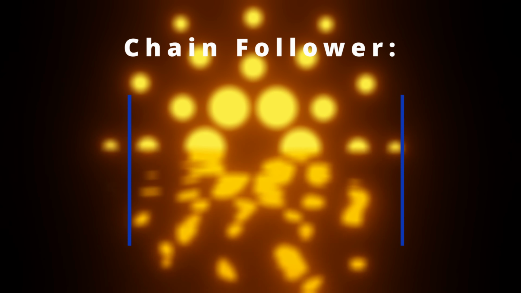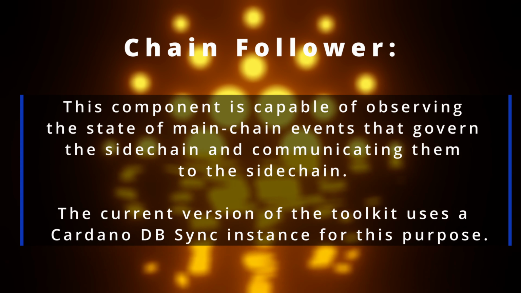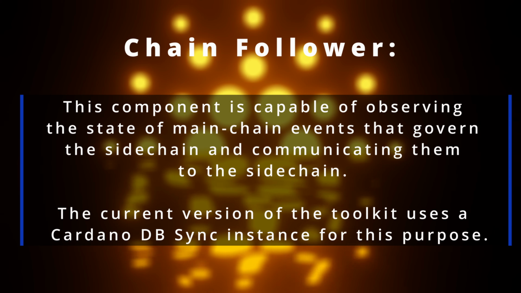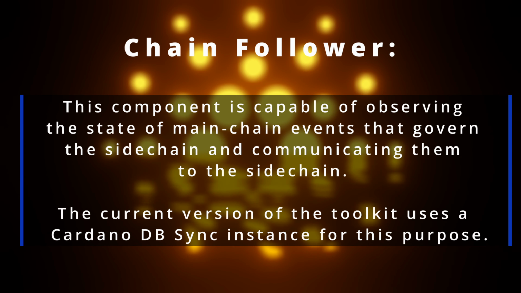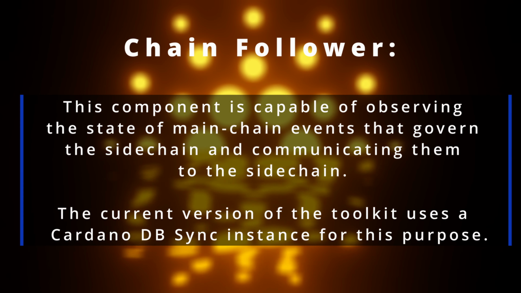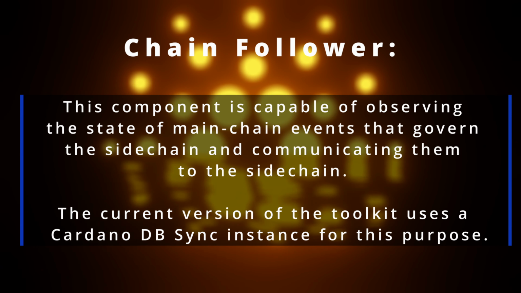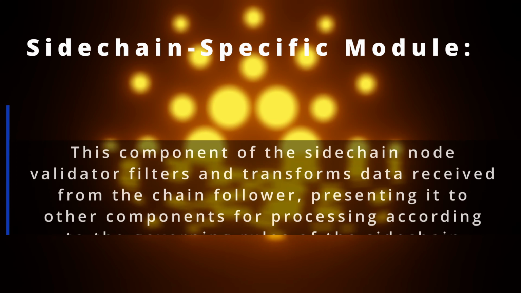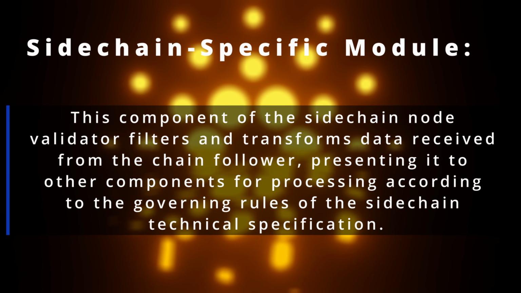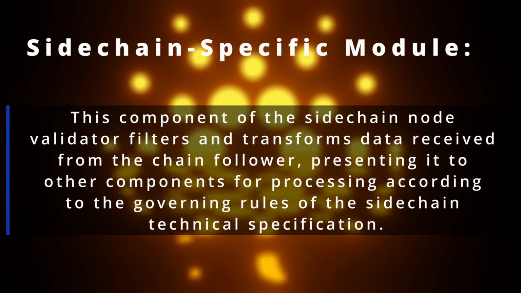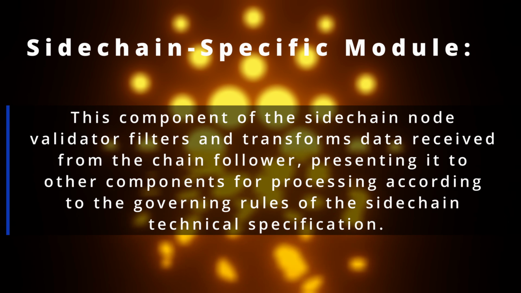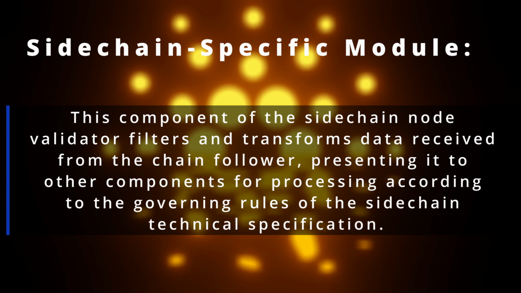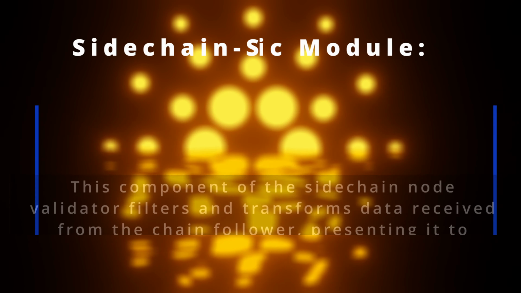Chain follower. This component is capable of observing the state of main chain events and governing the sidechain, and communicating them to the sidechain. The current version of the toolkit uses a Cardano DB Sync instance just for this purpose. Sidechain specific module. This component of the sidechain node validator filters and transforms data received from the chain follower, presenting it to other components for processing according to the governing rules of the sidechain technical specification.